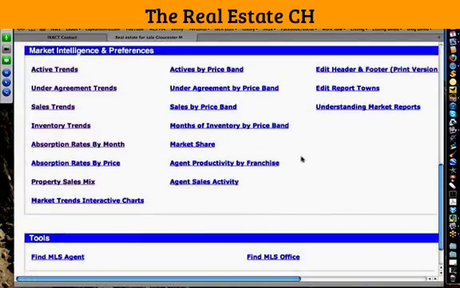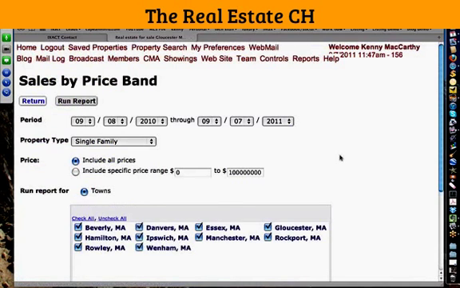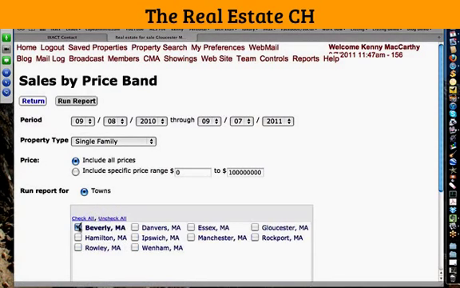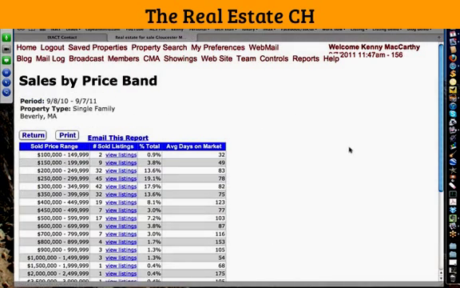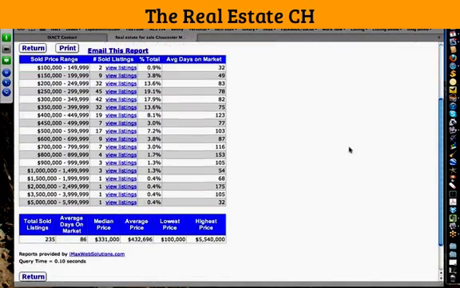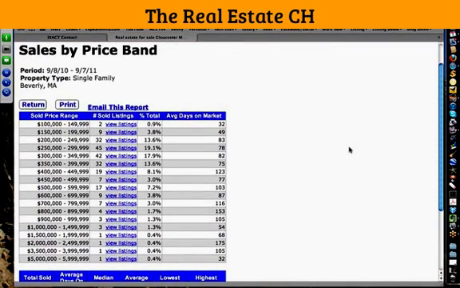The next report I want to go over: actives, under agreements, and sales by price band. I use these reports. I'm going to run the sales by price band, and we're going to check, again, Beverly only, because this is not a trend. And we're going to look at the sales in the last year, because when I'm explaining these reports to my client or my potential client, I want them to know about where their house is going to fall in the price band and how many houses sell.